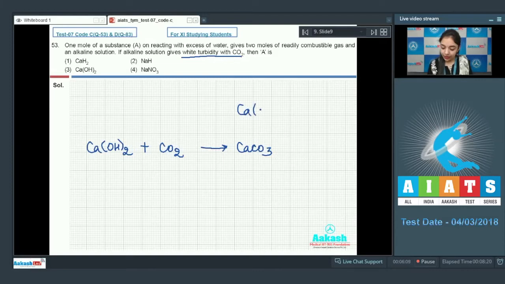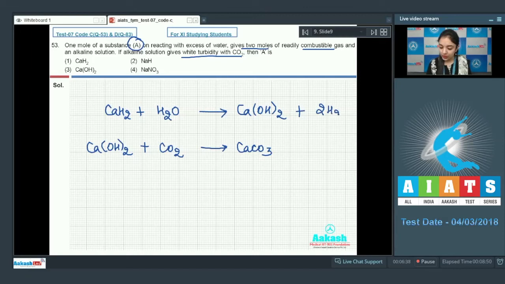And now calcium hydroxide is formed by the reaction of 1 mole of substance A with excess of water. So it can be hydride because we are also getting 2 moles of readily combustible gas. So it must be calcium hydride, which on reaction with water forms calcium hydroxide plus 2 moles of hydrogen, which is the combustible gas. Fine. So the compound A is calcium hydride. So option number 1 will be the correct answer.